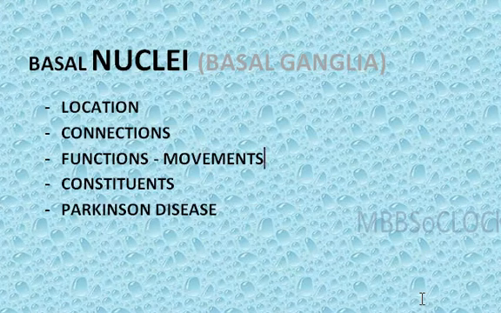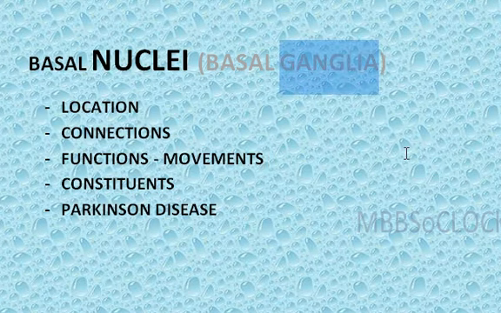Welcome. Today we will look at basal nuclei. Earlier these were called basal ganglia. Fine. But ganglia is a word that you use for the peripheral nervous system, and basal nuclei are actually in the central nervous system. As they are in the central nervous system, you should use the word nuclei. Fine. So from now you have to say basal nuclei.